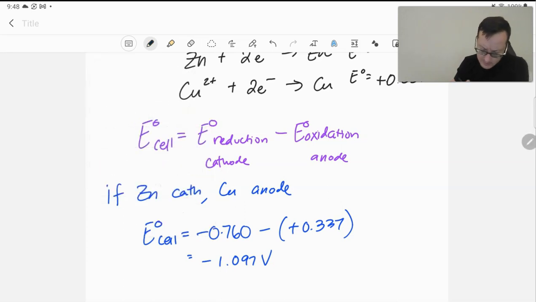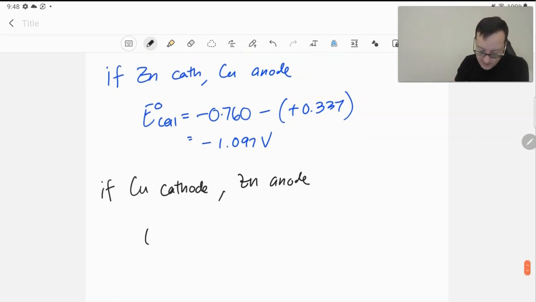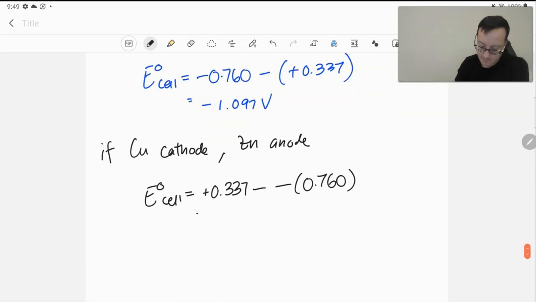Let's do it. If we do the opposite way, if we do the Cu at the cathode, can't change both of them, right? I can only change one. And then the zinc at the anode, we get the following. We have our cell potential will be equal to 0.337, that's a positive value, minus negative 0.760, which will equal positive 1.097 volts. So this is what we're looking for.